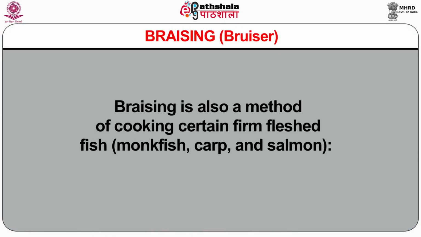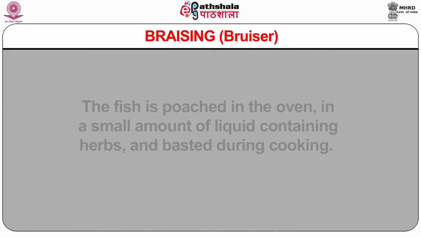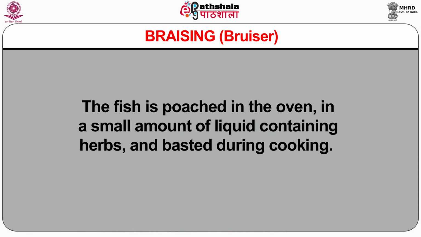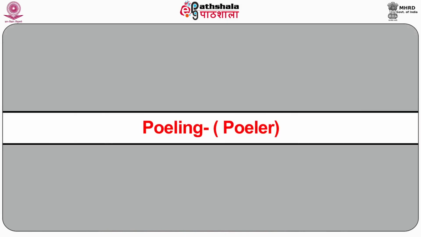Certain vegetables, cabbage, chicory, endive, artichoke and lettuce, and large poultry are also braised. Braising is also a method of cooking certain firm-fleshed fish, monkfish, carp and salmon. The fish is poached in the oven in a small amount of liquid containing herbs and basted during cooking. Poêler. Poêler is a specialized variant of French roasting where the food to be cooked is placed in a closed container and is basted with whole butter, sometimes including herbs and vegetable flavors.